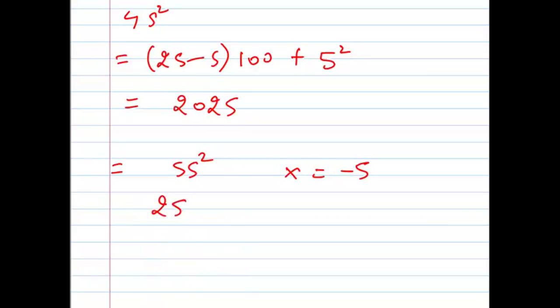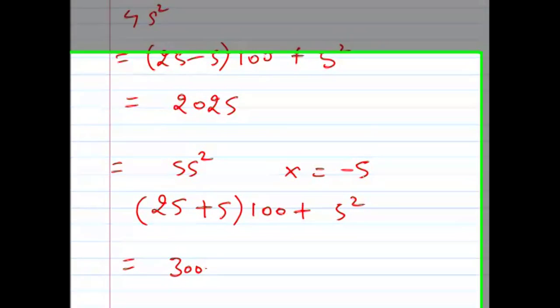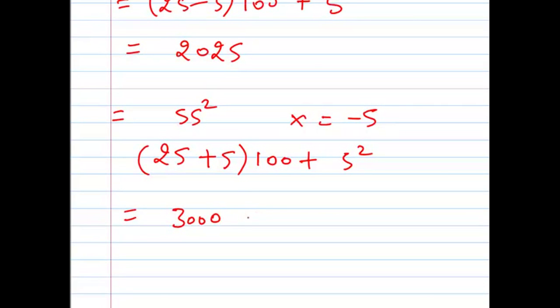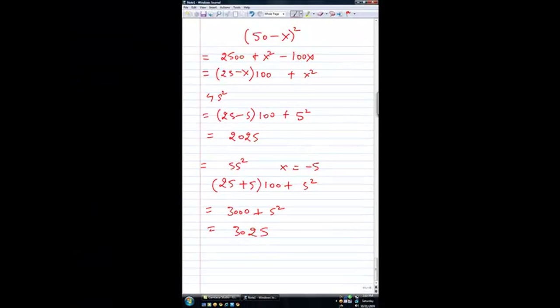and then I can do 25 plus 5, into 100, plus 5 square. That will be equal to 3000 plus 5 square, which is 30, 25. So this is how I came up with this technique. If you use the technique, it will be much simpler to do the square of any number which is near 50. Thank you.